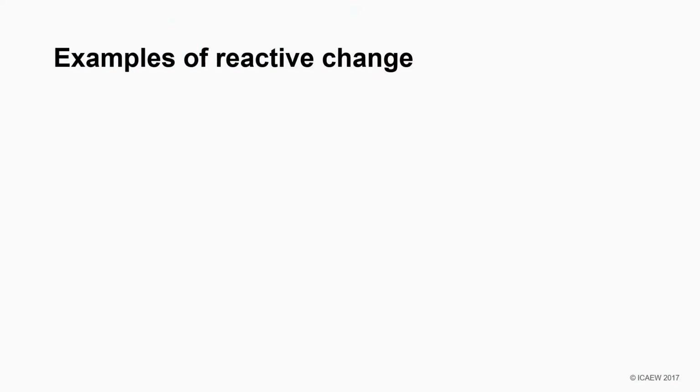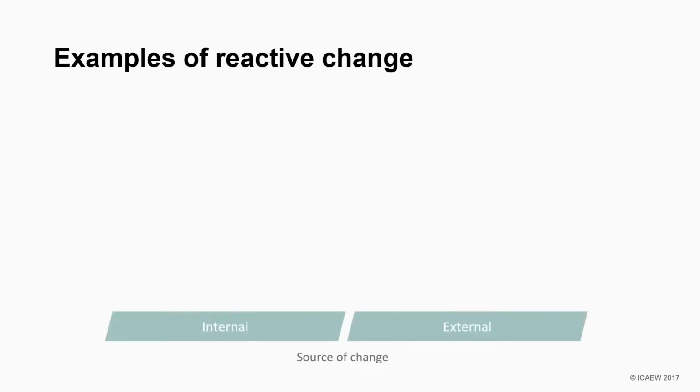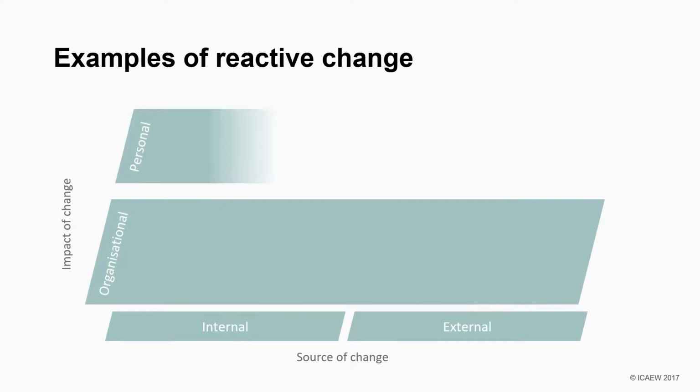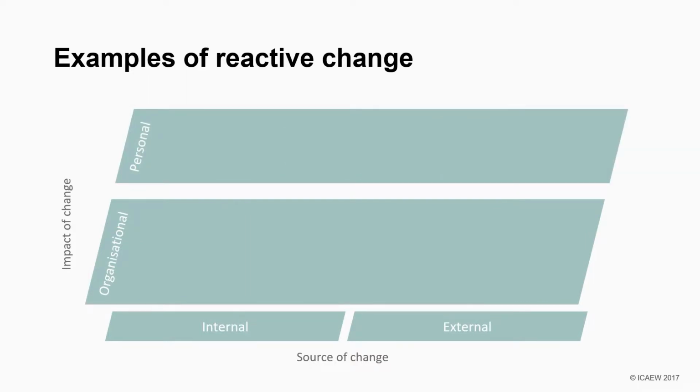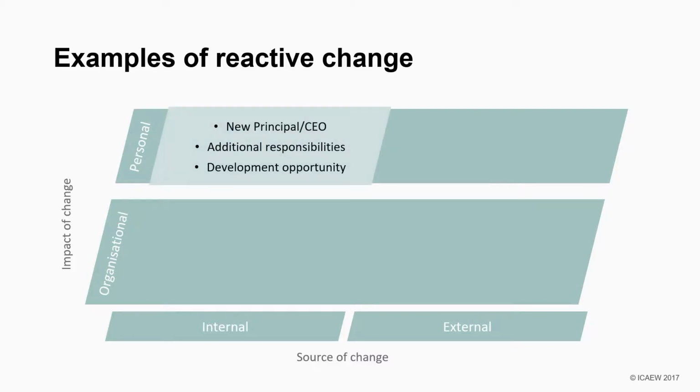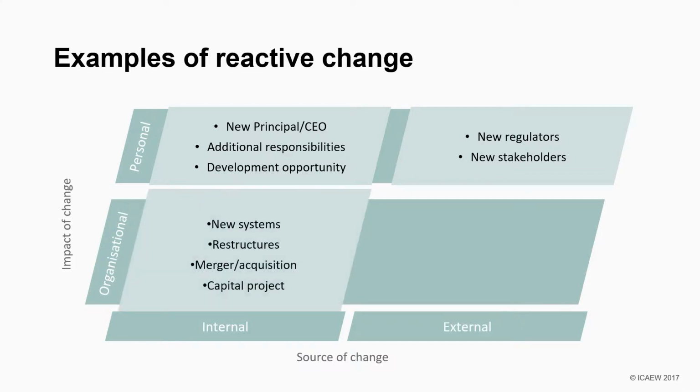There are, of course, many examples of changes that you will encounter in your roles and colleges. Let's map the first two dimensions onto a grid. Now we can explore some examples of reactive change at the organisational and personal level. Take a few moments to look at these examples driven from within and outside the organisation that impact on you personally and have a wider organisational impact, such as the appointment of a new principal, being given some additional responsibilities, or your participation in a development opportunity. The need to develop effective working relationships with new stakeholders, such as regulators or funders. Changes in organisational structure, the introduction of new systems and ways of working, possibly capital projects, and involvement in mergers or acquisitions.